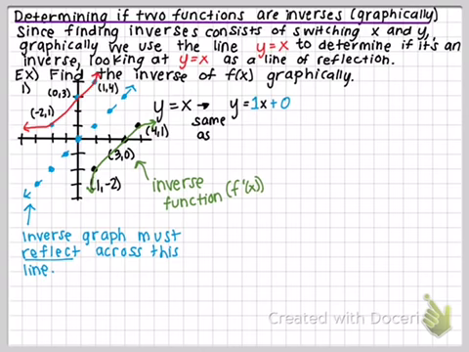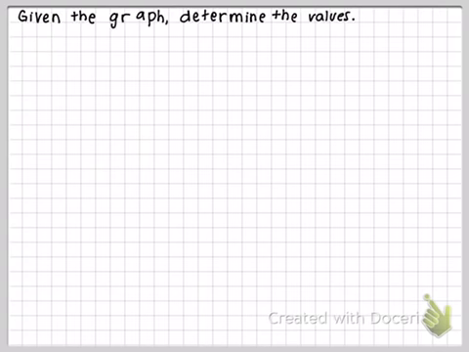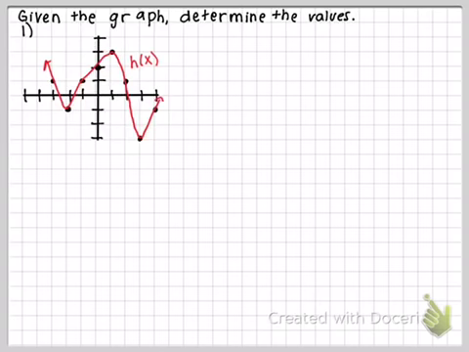So that's called my inverse function, which remember it looks like this. This is the notation of the inverse function. Okay, given the graph, determine the values. So here we have, I just drew a graph, so this is the given, it's h of x. And we're going to take a look and see what h of 0 would be.